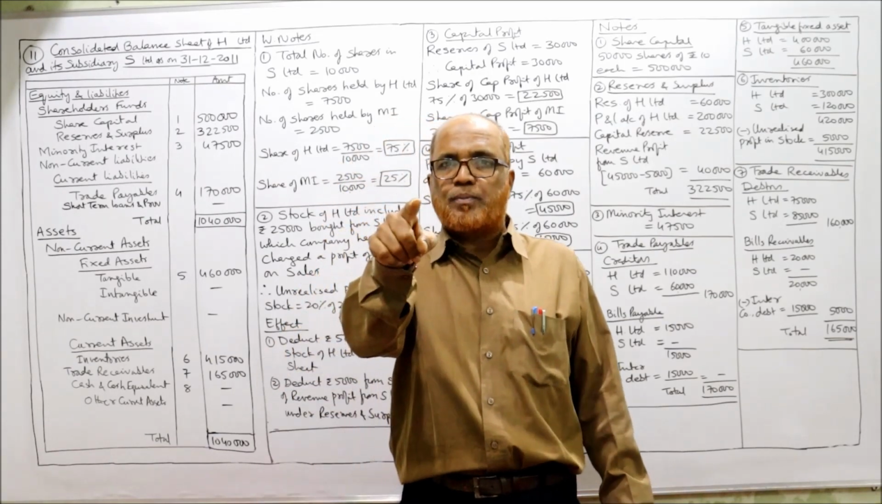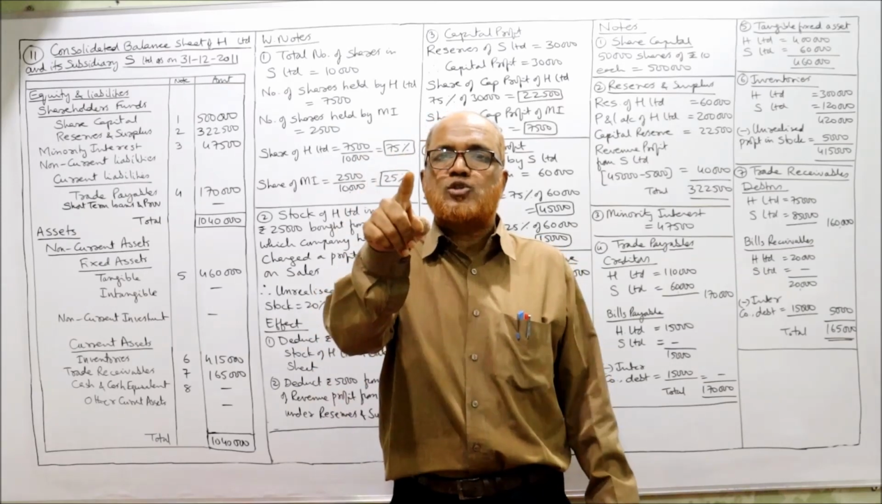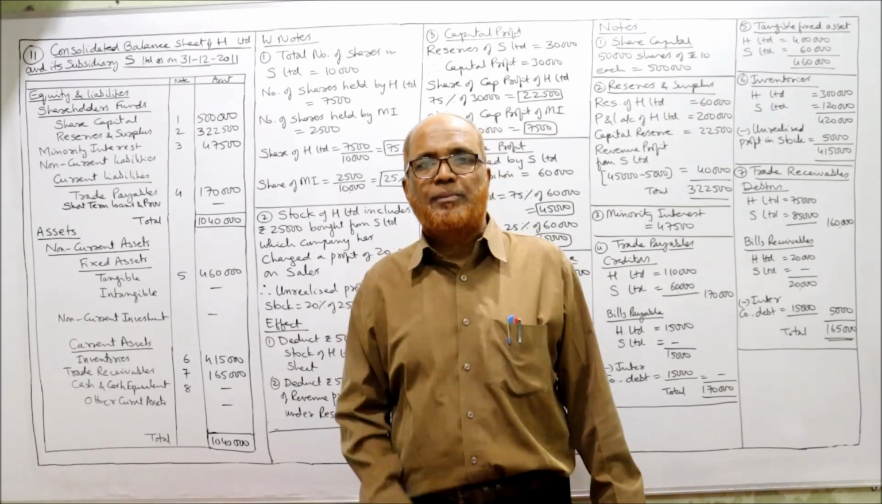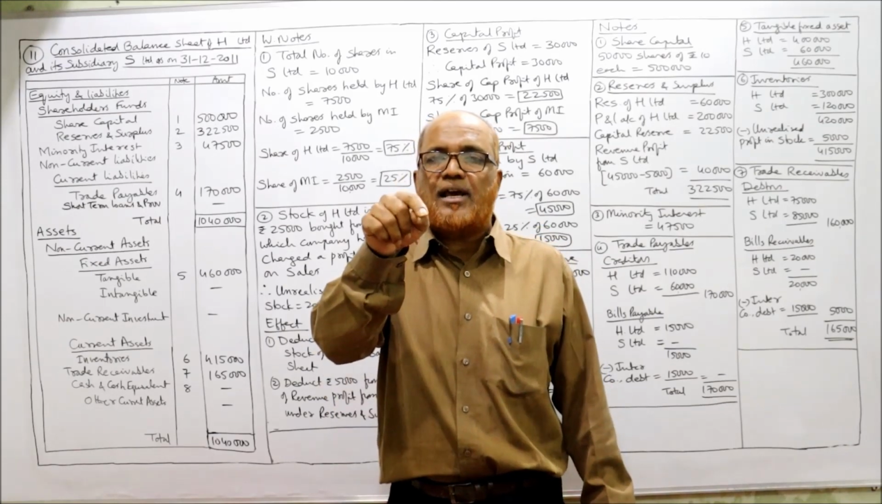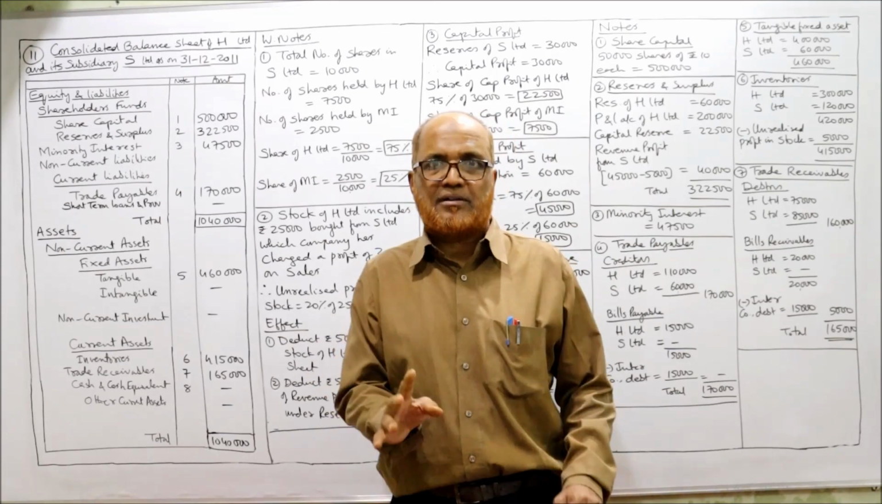And that unrealized profit we have to give effect two ways. First, unrealized profit will be deducted from stock of H Limited. Secondly, this unrealized profit will be deducted from share of revenue profit from S Limited.